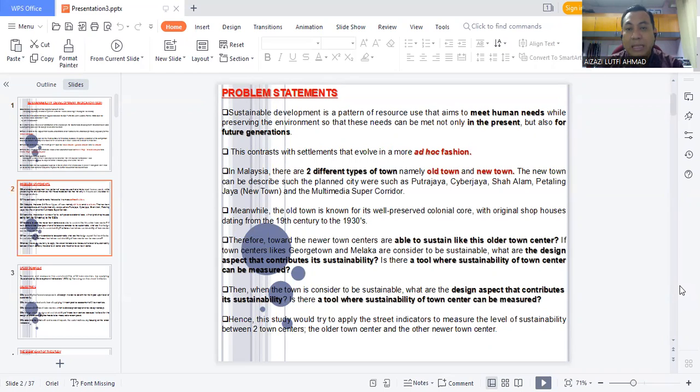Therefore, can the newer town centers sustain like the older town centers? If town centers like Georgetown and Melaka are considered to be sustainable, what are the design aspects that contribute to their sustainability? Is there a tool where the sustainability of a town center can be measured? Hence, this study will try to apply the street indicators to measure the level of sustainability between two town centers: the old town center and the newer town center.